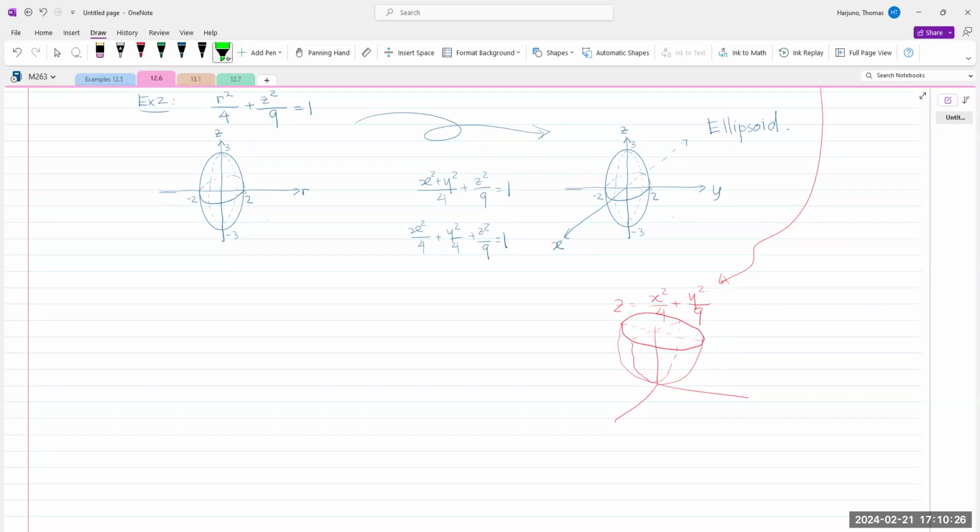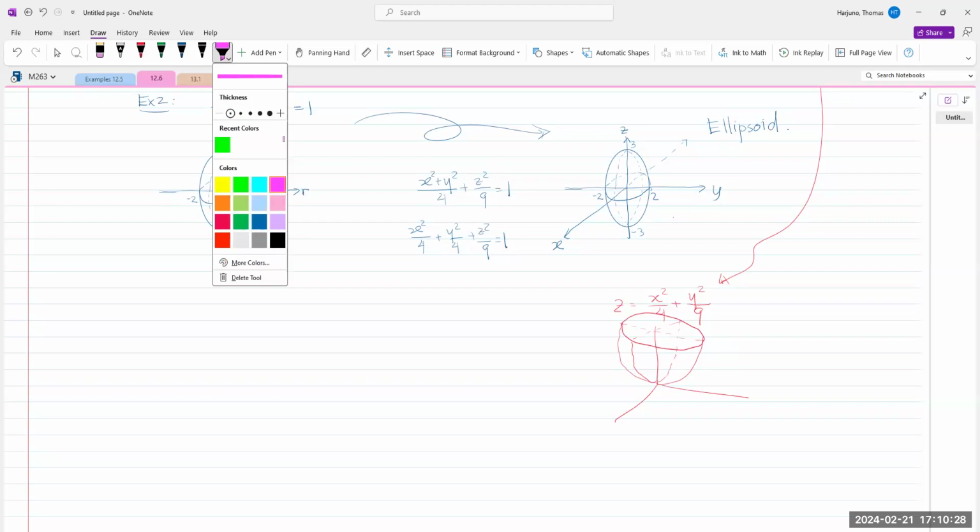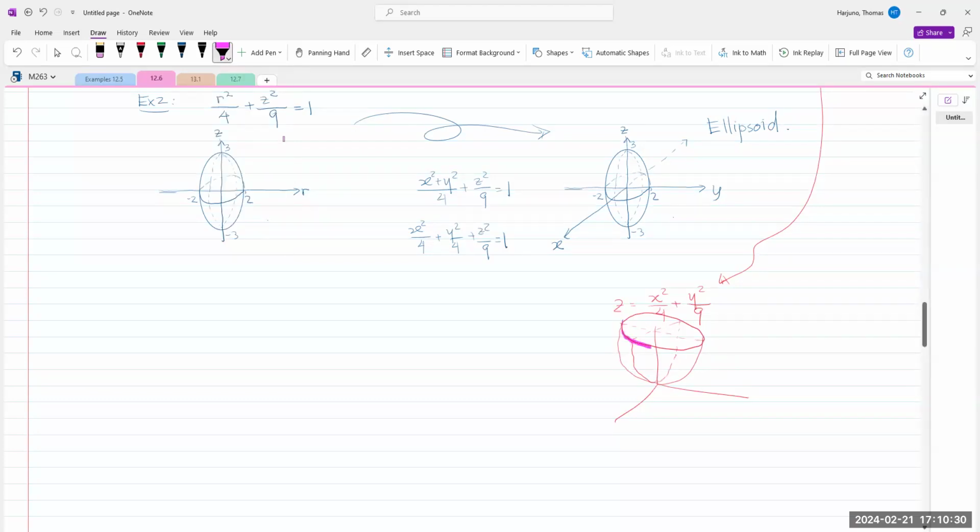Okay, let me use some highlight to help us see that. You see, I hope you can feel how it is being stretched in the x direction, different from how it is being stretched in the y direction. Okay. And of course, we can do a lot more.